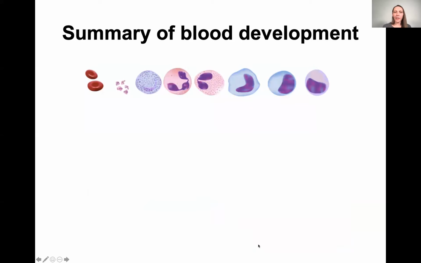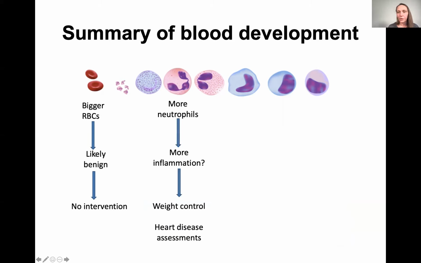So just to summarize the findings and develop some guidance or recommendations regarding those findings. So again, we know that the red cells on average are larger in our TBRS individuals. This is likely benign and very similar to what we see in some other genetic disorders. So there'd be no intervention, but it's really important to know that normally your red cells might be larger than an average individual. Okay, so additionally, we saw that TBRS individuals have more neutrophils.